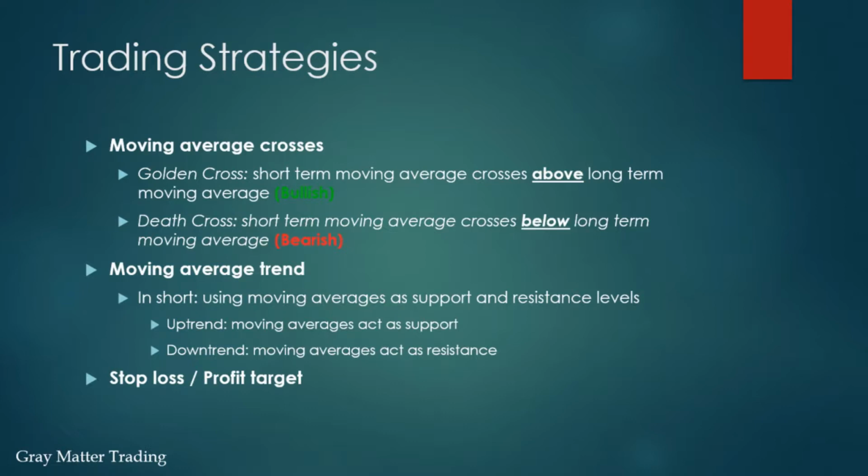The first one is the golden cross, where the short-term moving average crosses above the long-term moving average, which would be a bullish signal. And the inverse of that would be called the death cross, where the short-term moving average crosses below the long-term average, which would of course be a bearish signal.